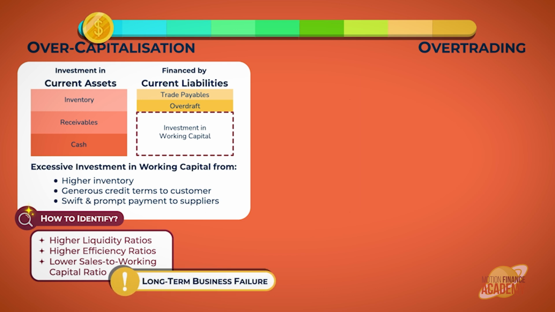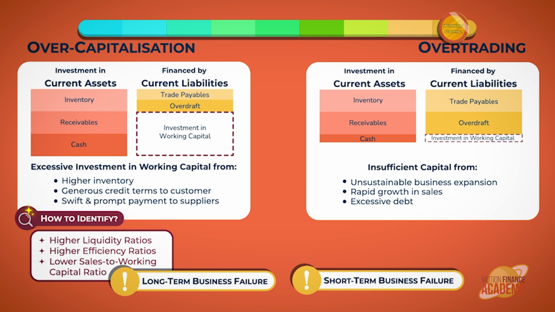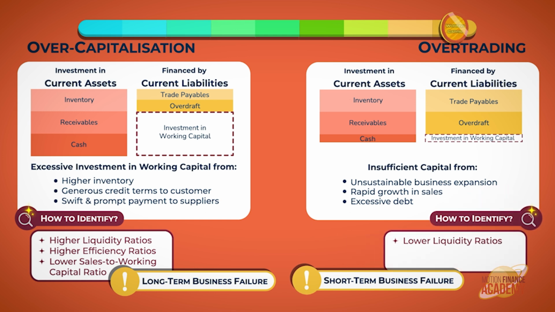On the other side of the spectrum, if a business expands aggressively, excessively chasing growth by heavily relying on short-term funding and delaying supplier payments without sufficient long-term capital to sustain its growth, it may be overtrading. This can quickly lead to cash flow problems and business failure in the short term. So analysis of a business's financial statements, either through liquidity ratios or efficiency ratios, can help reveal which side of the spectrum a business is currently operating in.